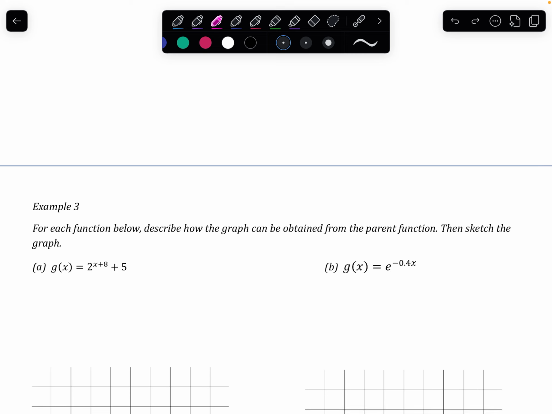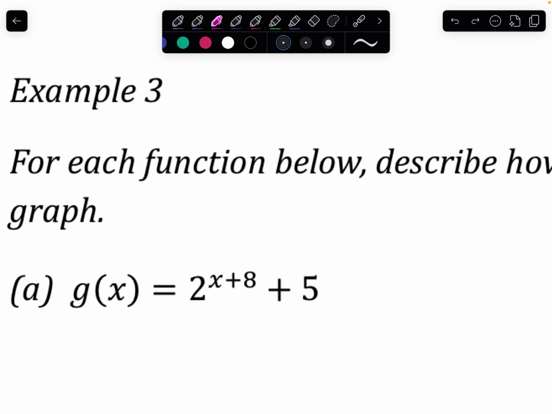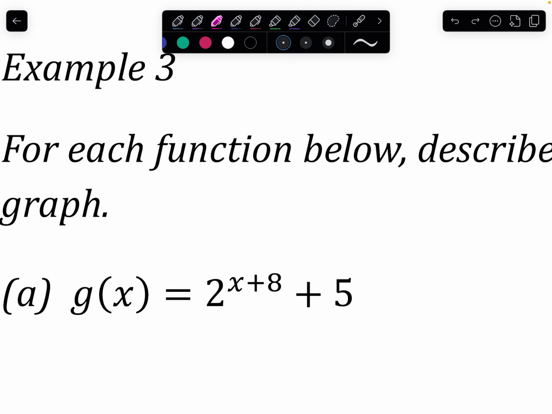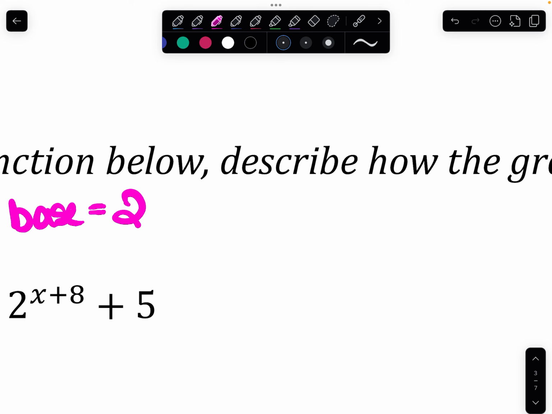Next one. Describe how the graph can be obtained and then sketch the graph. So that's what we just looked at. So we're going to look at it again. So first thing I want is it is in the right format. So we need to pull our base. Our base here is 2. So parent function would be 2 to the x. The base is 2, which is bigger than 1. So we're going to be increasing.